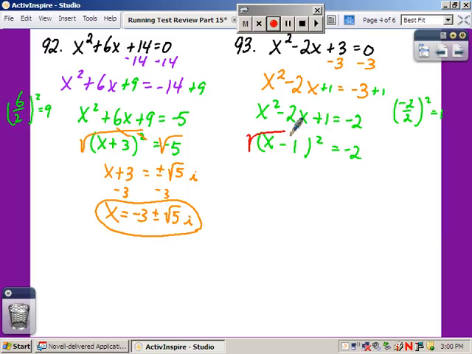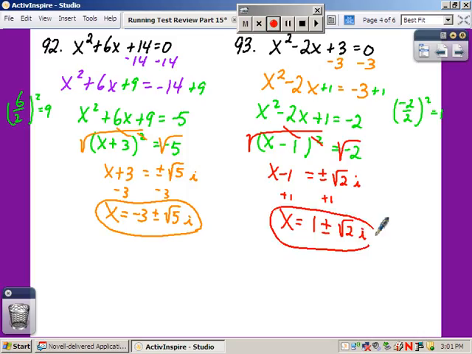And I square root both sides to cancel the square. X minus 1 equals square root of negative 2. Again, I can't do anything with the 2, but I can bring that negative out by putting an i here. Add 1 to both sides. That 1 goes first. Square root of 2 with an i. Again, another complex root.